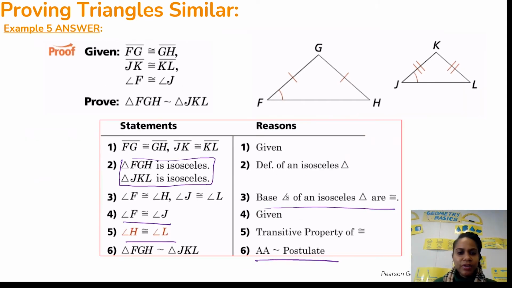All right, so for number 2 here, you should have mentioned that these two triangles are isosceles, meaning they have two congruent sides. For number 4, F and J are congruent, and that is given. H and L are also congruent by the transitive property, and therefore these two triangles are similar by the AA postulate.